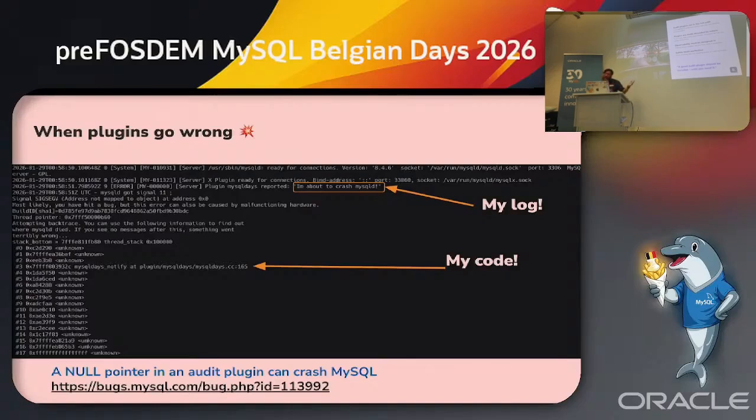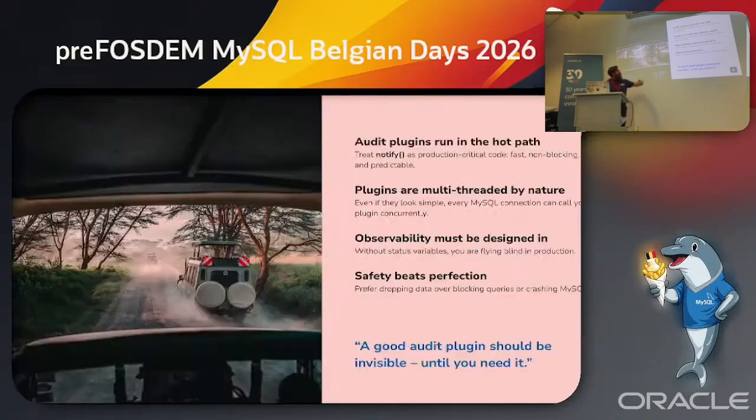Observability must be designed into the plugin. There's no way to observe at scale if you don't plan for it. And always, safety beats perfection in these cases. We don't want to crash MySQL, because crashing MySQL is quite expensive. If you need to decide between processing everything or dropping data, prefer to drop data inside plugins. And a good audit plugin should be invisible until you need it. I always say that you need it from day one, but differently. And yeah, that's my presentation.